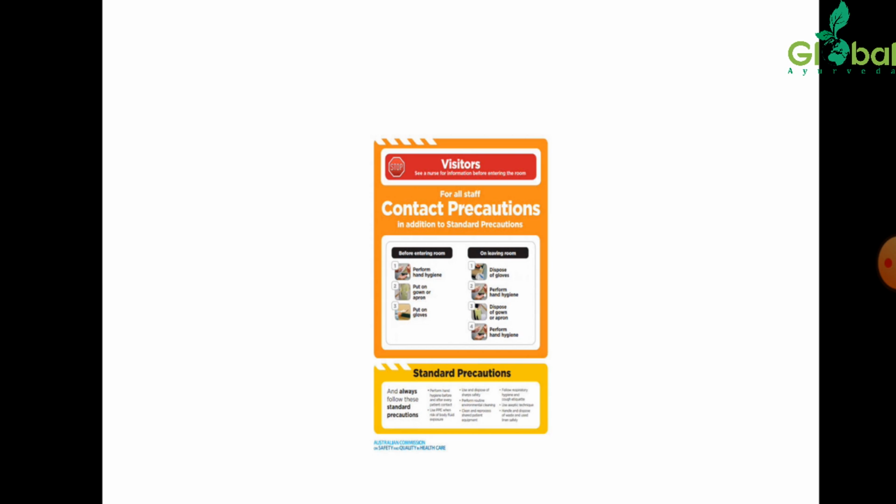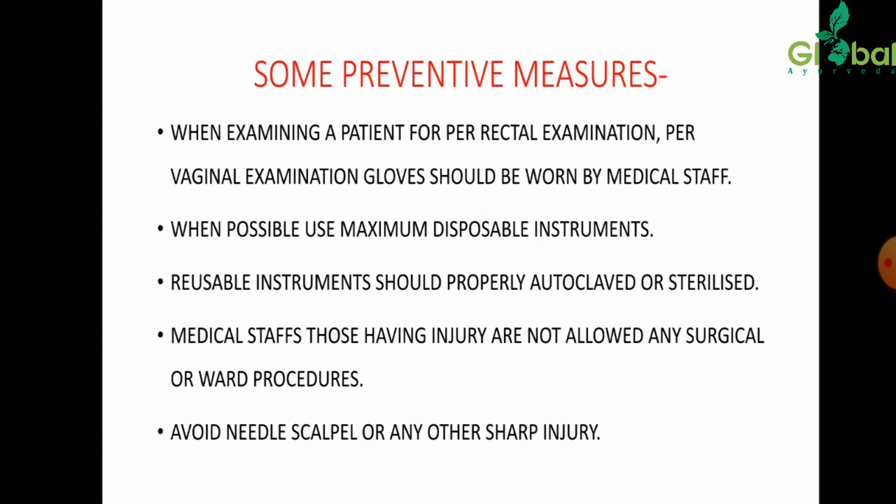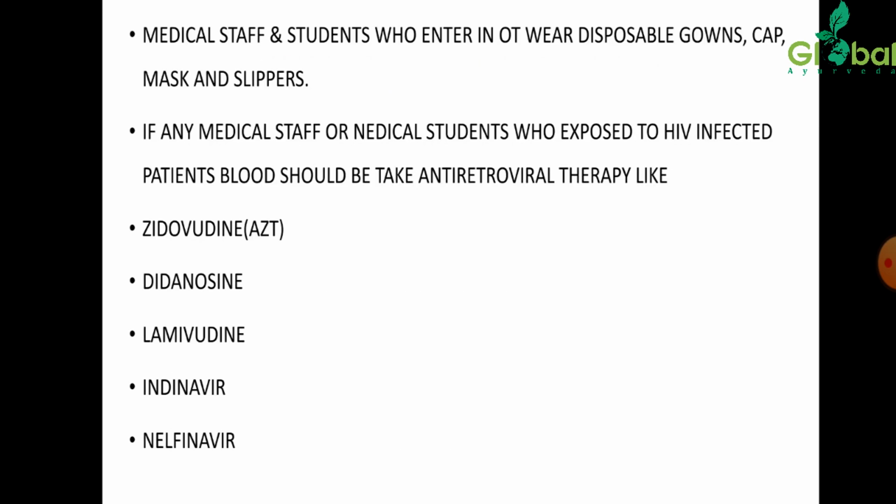Some preventive measures. When examining a patient per-rectally or per-vaginally, gloves should be worn by medical staff. When possible, use maximum disposable instruments. Reusable instruments should be properly autoclaved or sterilized. Medical staff having an injury are not allowed to perform any surgical or VAD procedure. Avoid needle, scalpel or any other sharp injury. Medical staff and students who enter the OT should wear disposable gowns, cap, mask and slippers. If any medical staff or medical student is exposed to an HIV infected patient, blood should be taken.